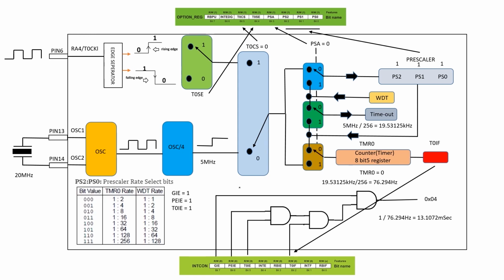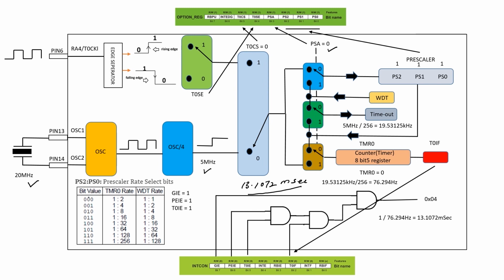Using this diagram, we can understand how we can achieve the time of 13.1072 millisecond. Here we have the crystal oscillator of 20 MHz, and after division of the crystal oscillator by 4, we'll have a clock speed of 5 MHz. We can assign this 5 MHz clock to timer 0 through the prescaler by setting the PSA bit as 0, and using the combination of PS0, PS1 and PS2.